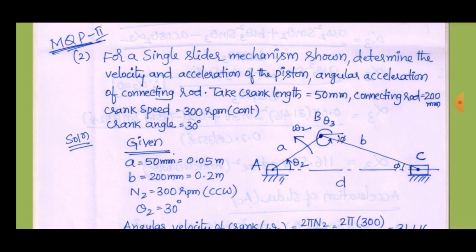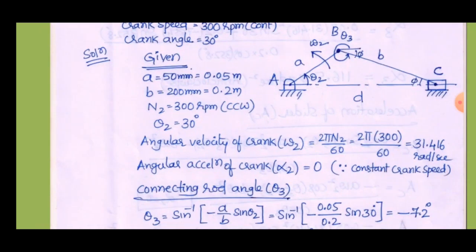Then the angular acceleration of the connecting rod. Angular acceleration means alpha. So alpha 3, since the connecting rod means link 3. So alpha 3 is to be calculated. So now, with the given speed, before taking up the problem, we note the given things and the things to find.